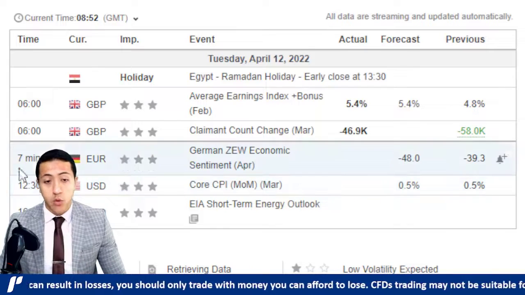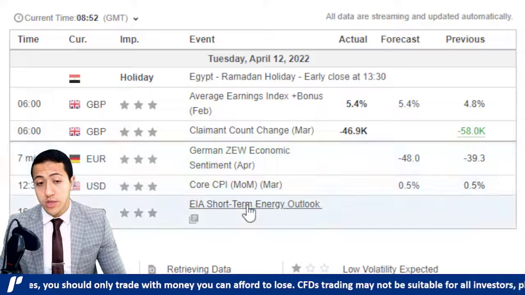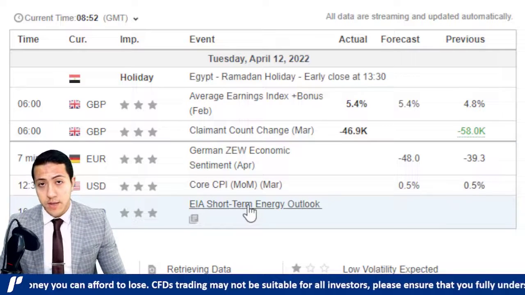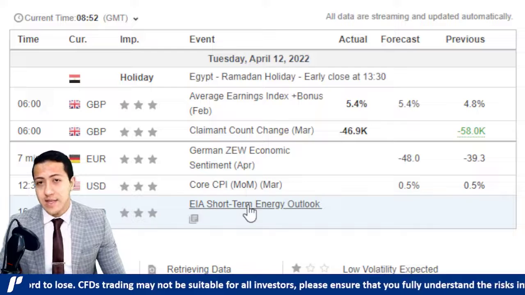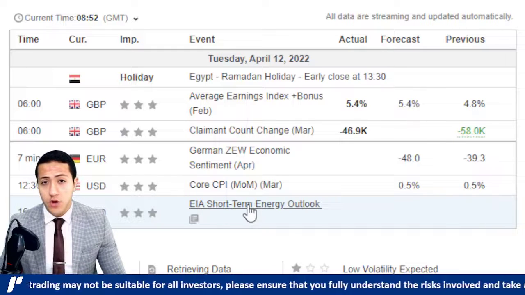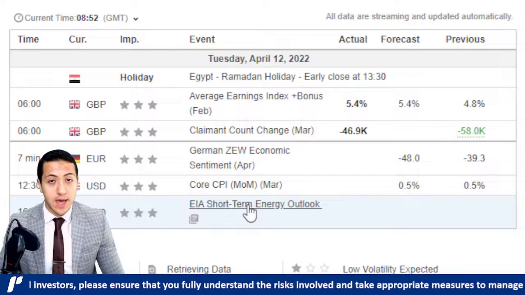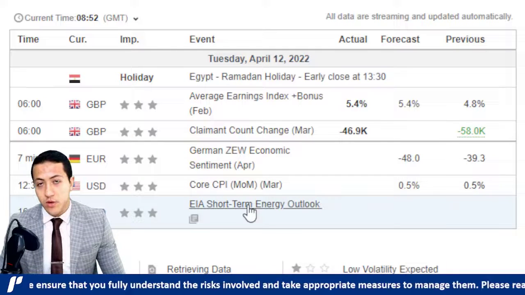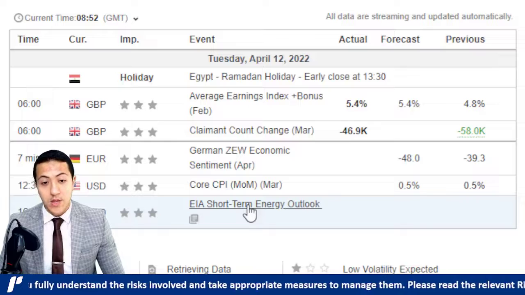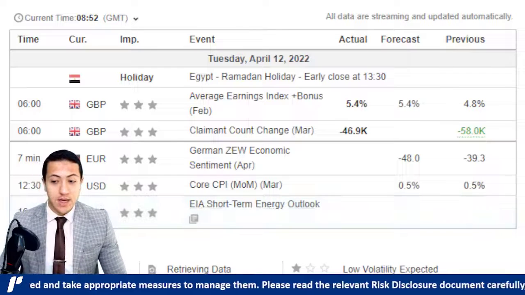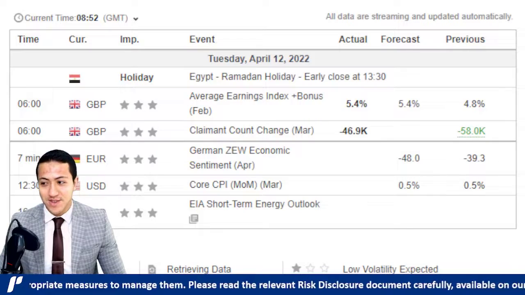We will also be having the short-term energy outlook today, to be announced at 4 p.m. GMT time, and it is expected to drive some higher volatility on US oil trading and generally oil trading by its types. So that was all for today's economic agenda. Let's have a quick look at the technical analysis and the charts.